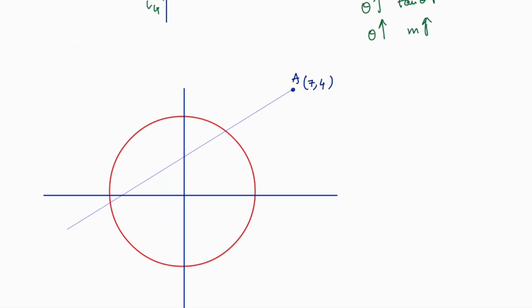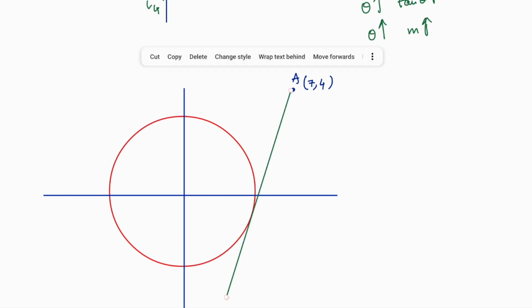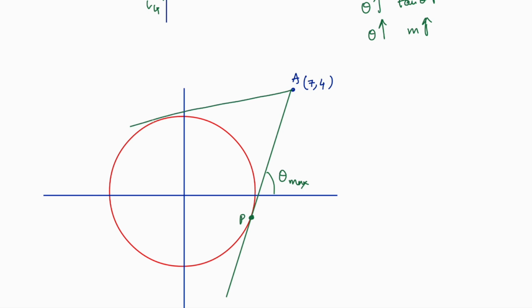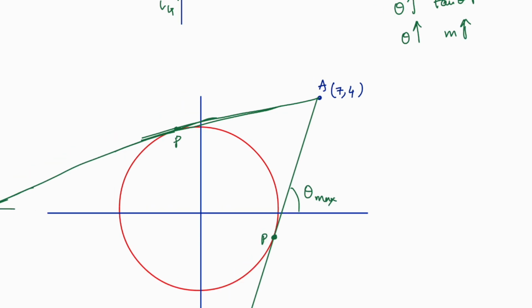How should I move this line to get maximum inclination, and where should I keep it to get minimum inclination? Suppose if the line is like this, then I'll have maximum inclination. This would be maximum inclination when the point is here. And if the point is here, then I'll get minimum inclination.